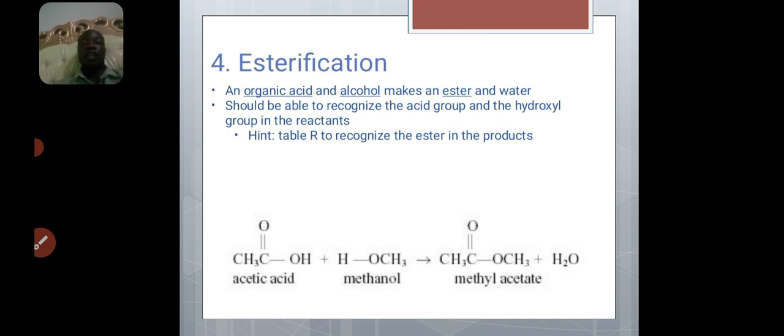We are also going to look at this esterification reaction very well, and at how we can even name the esters. You see, an organic acid and an alcohol make an ester and water, and you should be able to recognize the acid group and the hydroxyl group in the reactants. Remember yesterday, when we talked about alkanoic acids, they have the functional group COOH, and the alkanols have the OH group. And of course, methyl ethanoate is an alkanoate, that is the ester.